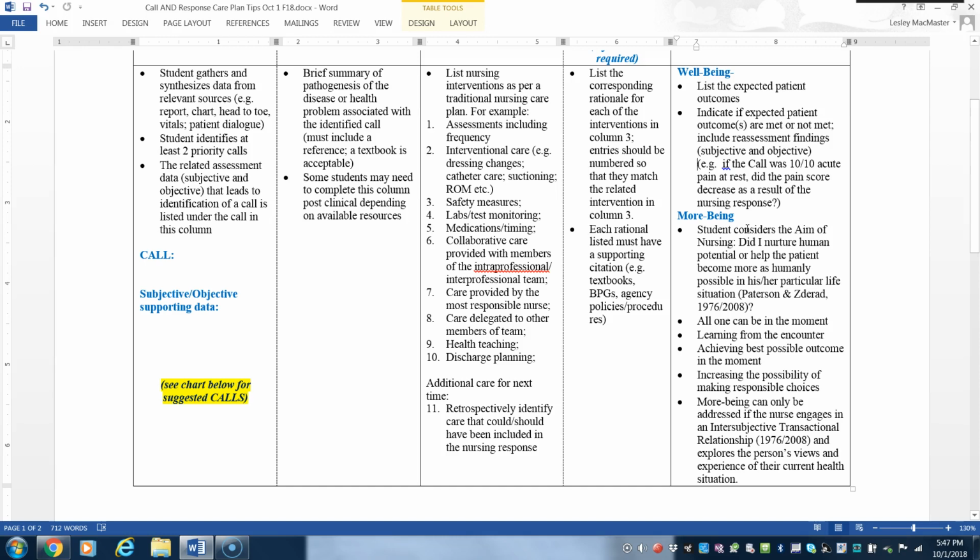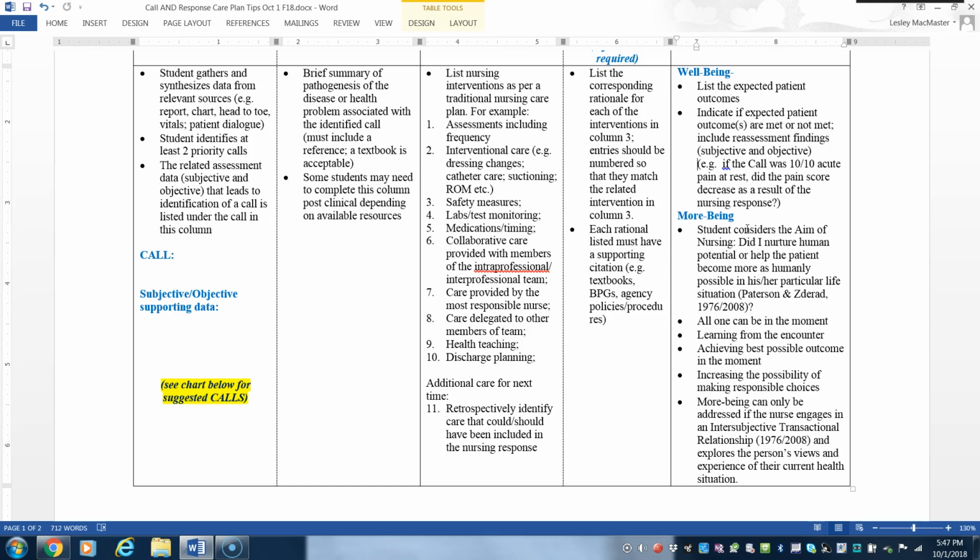They may be so focused on the tasks and the skills that they may not engage in an open dialogue and ask the patient open-ended questions such as, what has this been like for you to be admitted to the hospital? What has it been like for you to live with this illness? What is most important to you right now? What would you like to see happen? When the student is able to ask these types of questions, only then can they truly get at what more-being might be for the individual that they're providing care for on a given day.